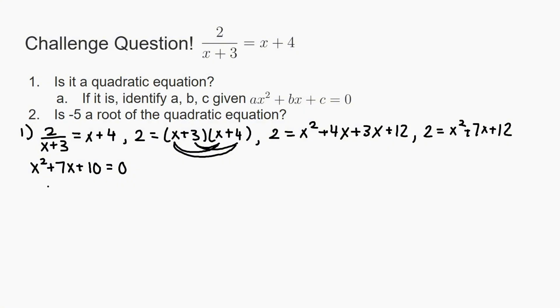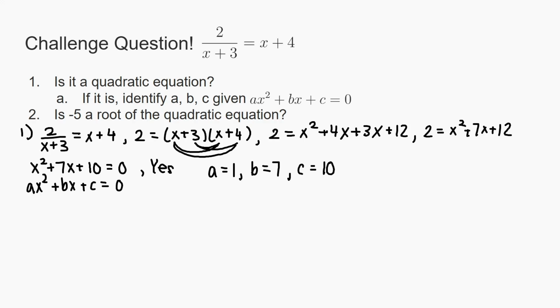Now that we have x squared plus 7x plus 10 equals 0, is this a quadratic? Yes, it is. Quadratic. Now let's find a, b, and c. So we have a is equal to 1 because there's 1x squared here. We have b is equal to 7. And we have c is equal to 10.